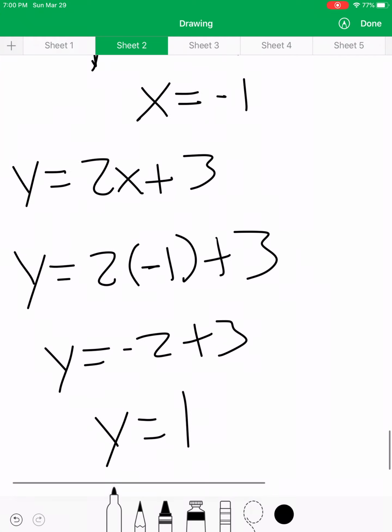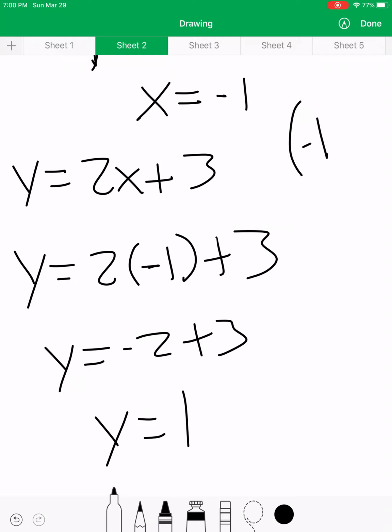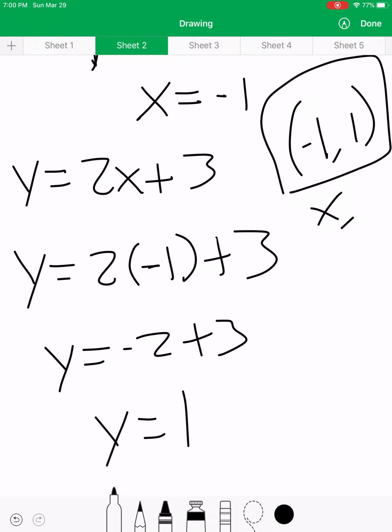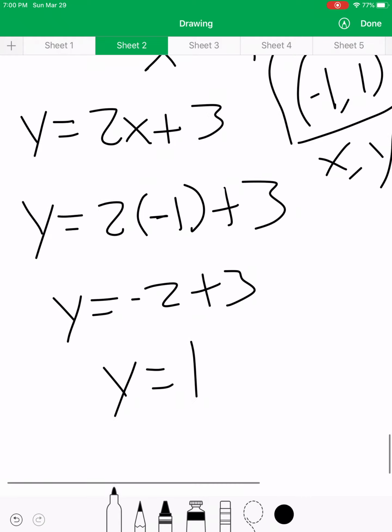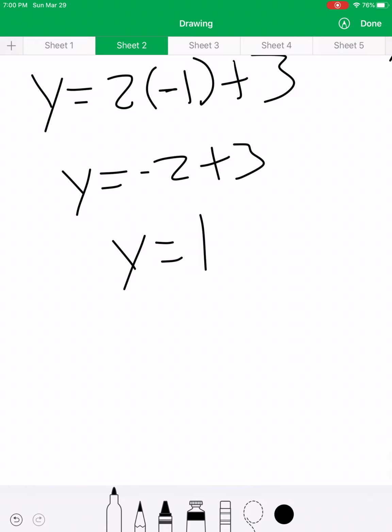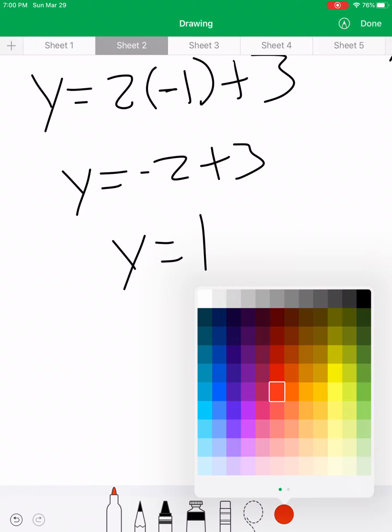So x is -1, y is +1. My final answer should be -1, 1. Once more, they're always x, y. All right, that was number 13. Moving on to number 14 now.